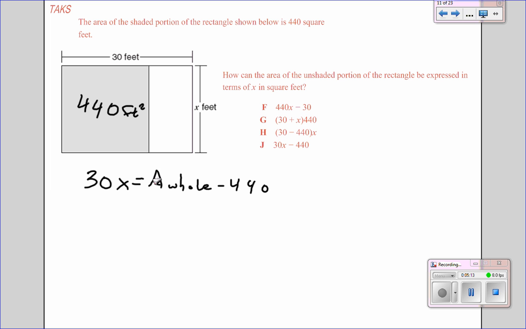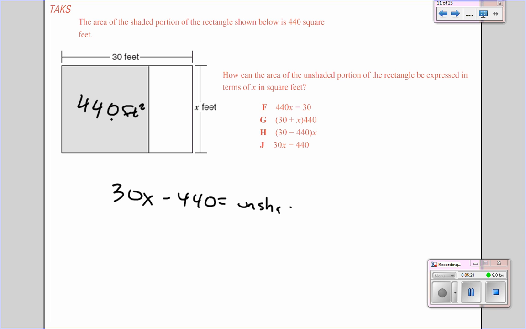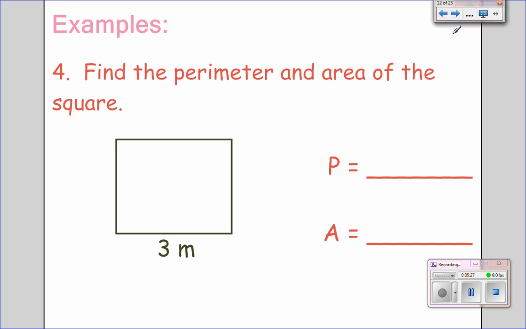So let's go ahead and do that then. It's going to be 30x minus 440 that will give me the unshaded region, and that is going to be answer choice J. All right, let's move on to squares now.